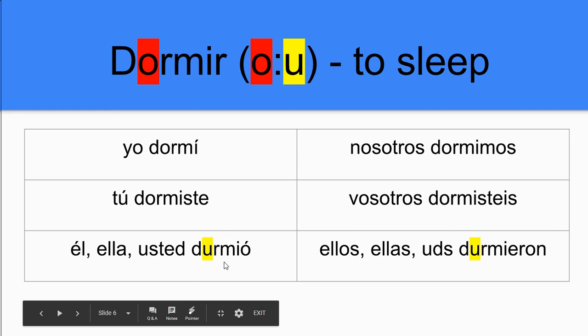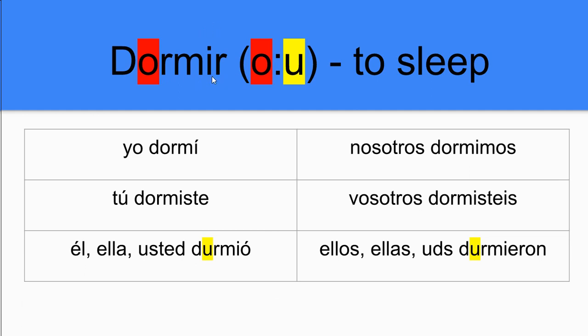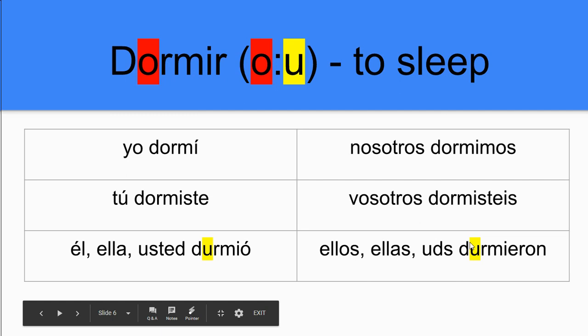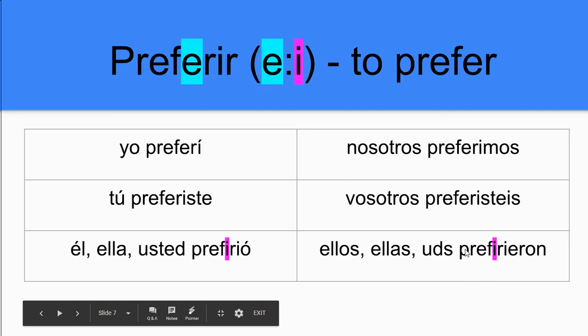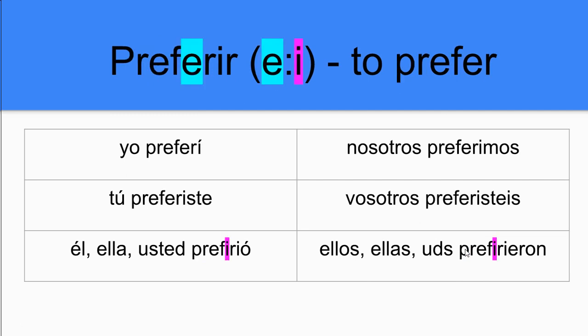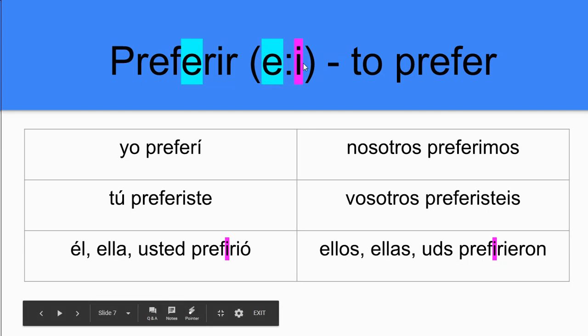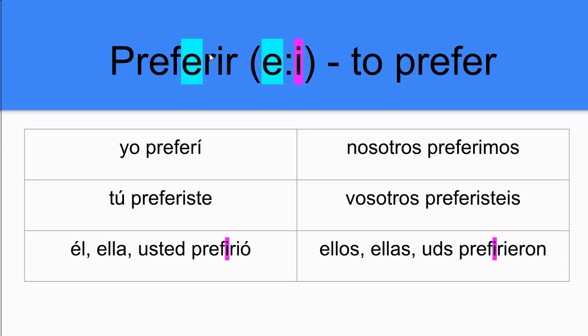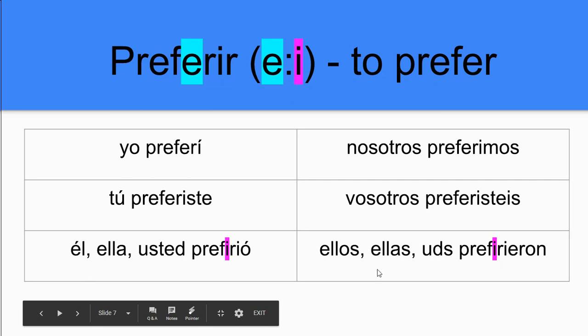So again, the three rules were this. They only happen in IR verbs. We only have two categories, O to U. We also have an E to I, which we'll see in a second. And they're only going to happen in the third person, singular and plural forms. Let's look at this verb, preferir. In the present tense, it's an E to IE stem change, but now it's just E to I. Remember, only IR verbs. We only have O to U and E to I stem changers, and they only occur in the third person, singular and plural forms.